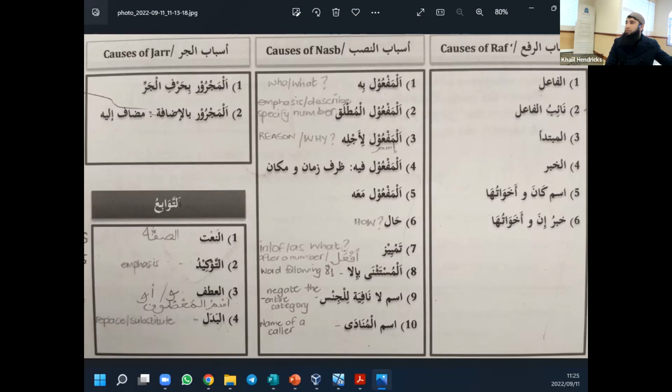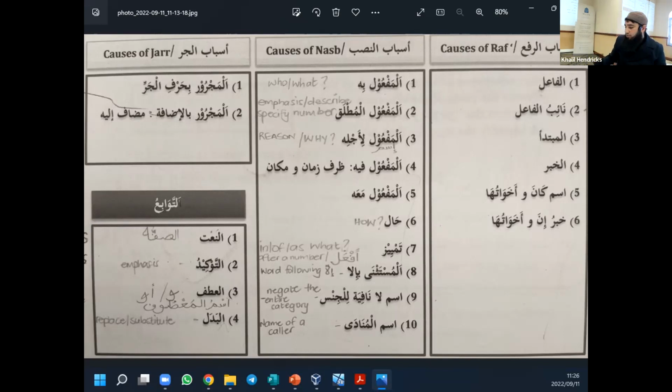Atf, when you have a list. Badal, when you have one word in the replacement of another word. Multiple things mentioned, each of them are referring to the exact same thing. They'll be in the same hal. Sometimes, okay, so then this is the detail that gets added. So when do you have atf? When you have a wa. There's some other huruf that are also huruf of atf.